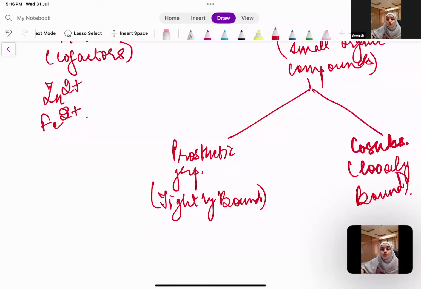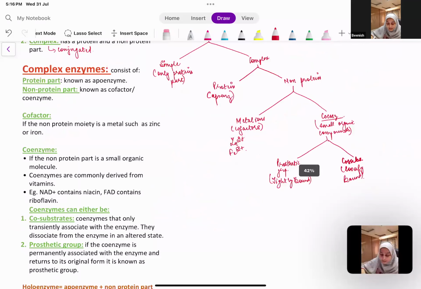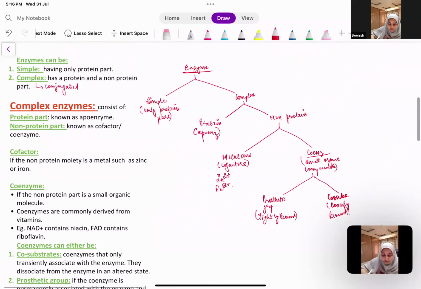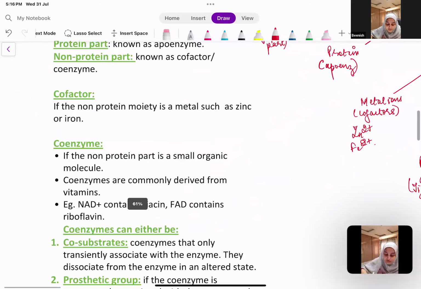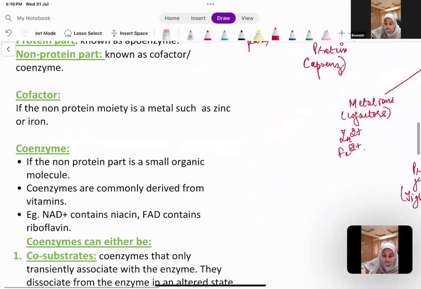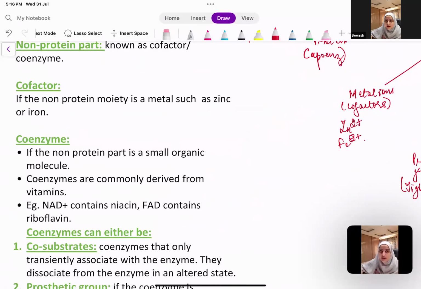And the most common prosthetic group, they are metals. Okay, so that was in tabular form. Let's read what the notes have to say. So your cofactor, if the non-protein moiety is a metal such as zinc and iron, like I told you. So if they're metal, it is known as cofactors.